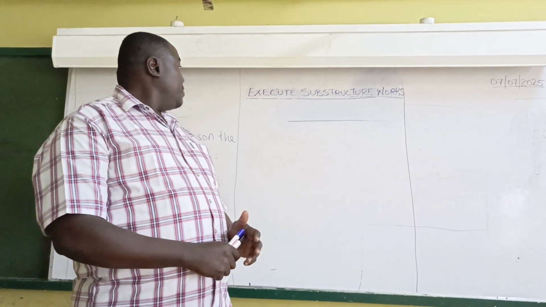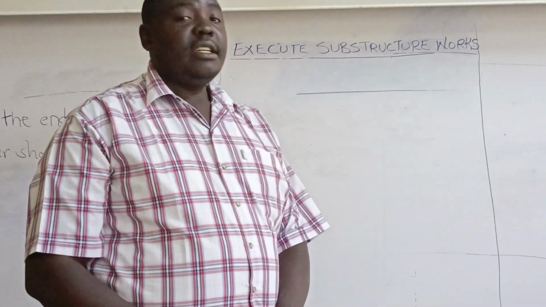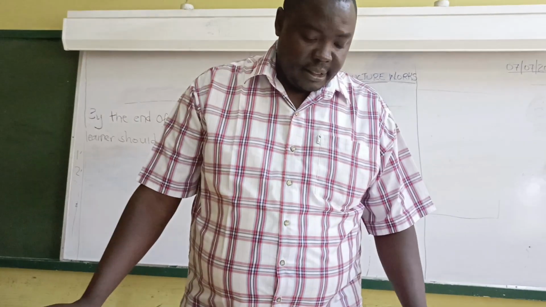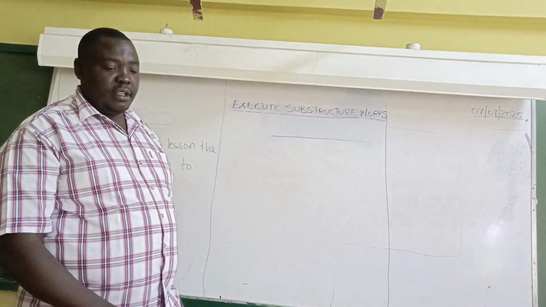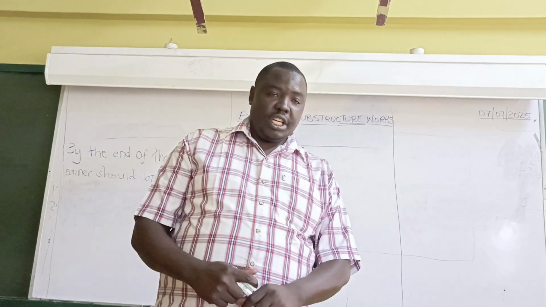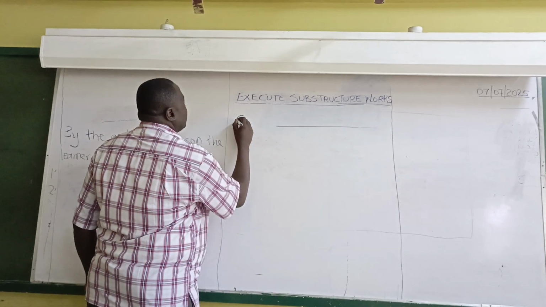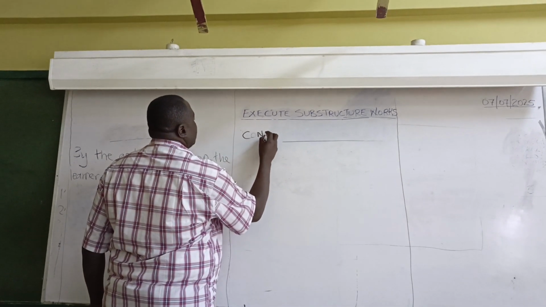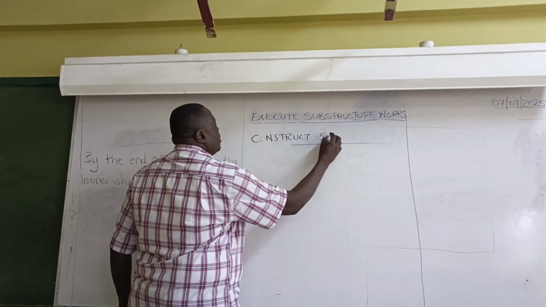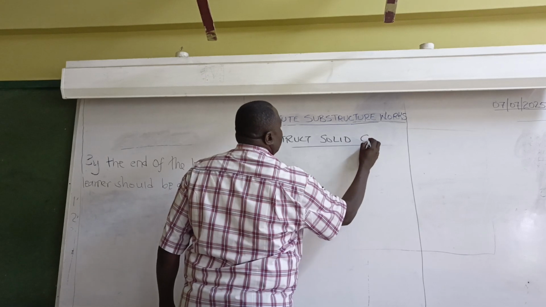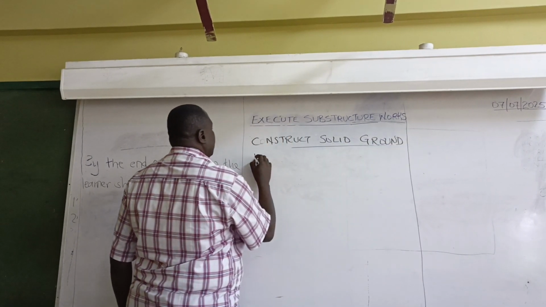We are going to have our unit called Execute Substructure 1. And today we are going to talk about constructing a solid ground floor.